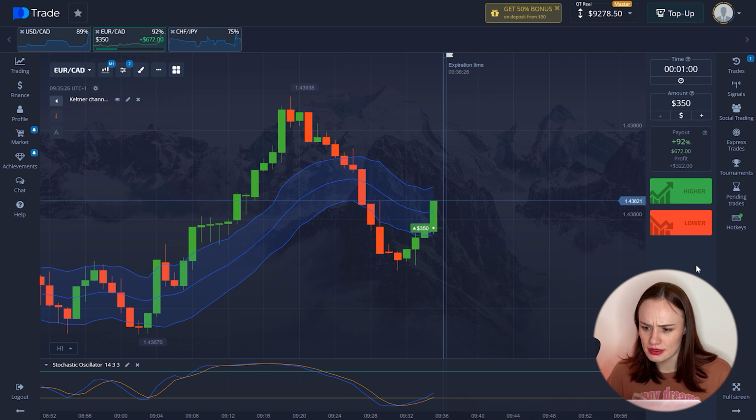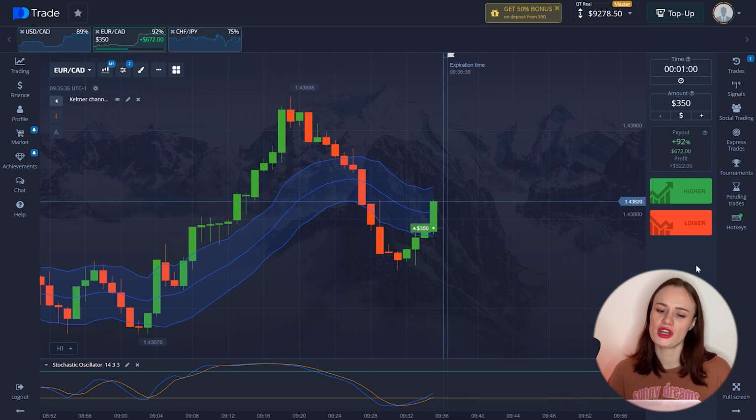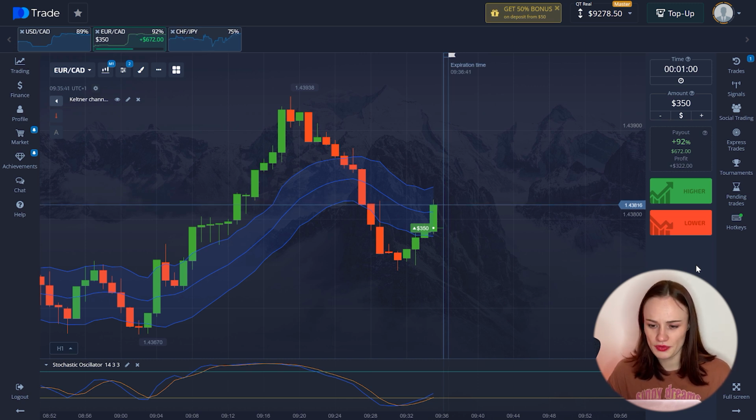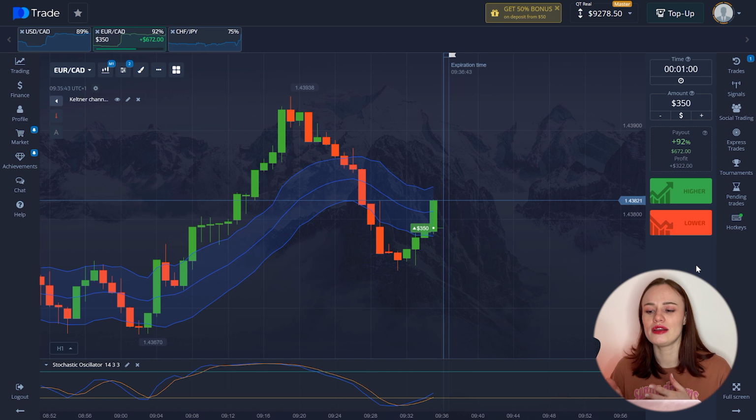Stochastic, its blue line also broke through the 20 level and confidently left the oversold zone. This is the second signal. We just have to wait a bit and see the result. I hope that today we were able to clearly understand how to apply these two indicators.